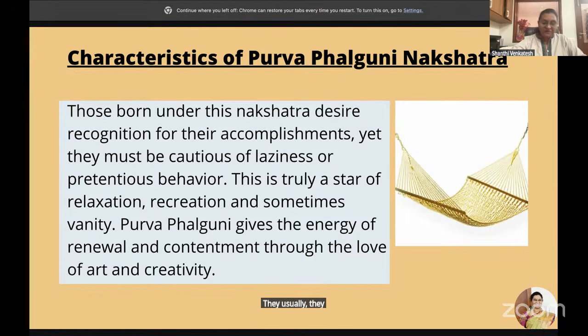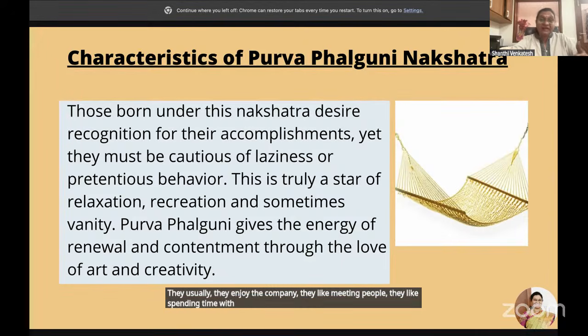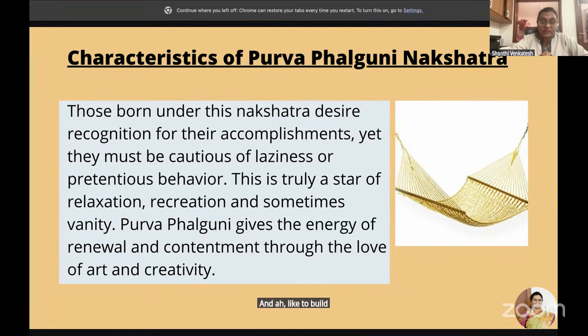They enjoy the company. They like meeting people. They like spending time with people. They like to entertain guests, and like to build all kinds of social connections. So networking, they like to have a good social circle of friends, and they have a strong connection with relationships, then give a lot of importance to romance, very creative. These are the characteristics of Venus.